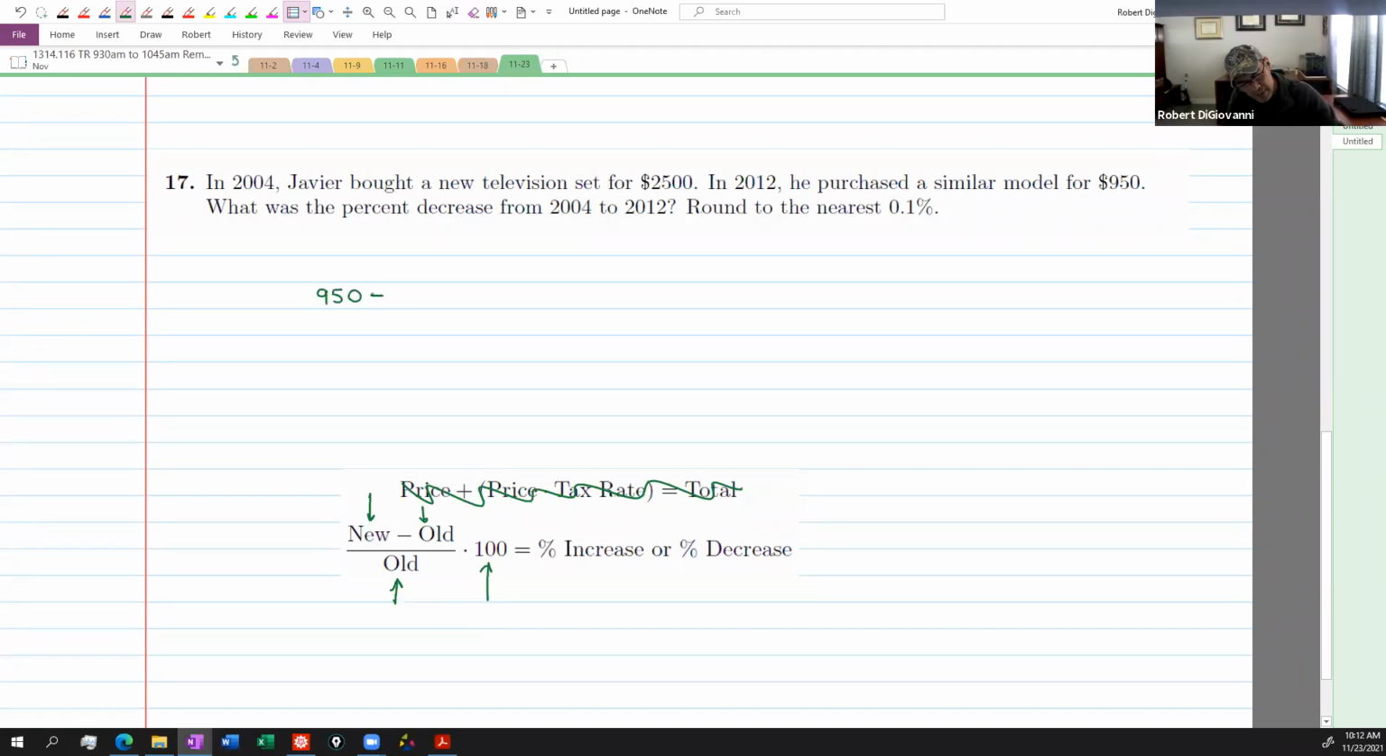I subtract from that the old price, which was the 2,500. And then I divide by the old price, which was the 2,500. And then once I'm done with that, I'll multiply it by 100, and that will convert it to a percentage. So again, on your calculator, do this.